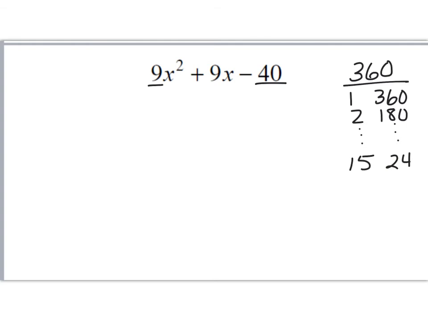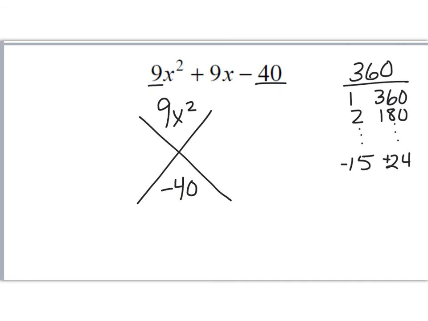Alrighty. So because we've got a negative in front of the 40, we are subtracting to get 9. 9 is positive, so my bigger number has to be positive, and my small number is negative. Next, the x. Alrighty, I'm going to put the 9x squared at the top and my c value negative 40 at the bottom. I'll put my negative 15 here, and I'll put my positive 24 here. Then I'm going to divide both of them by the a value, so that's my 9.